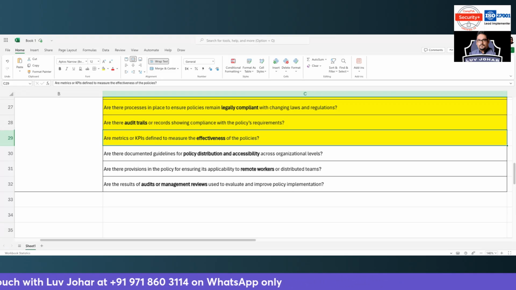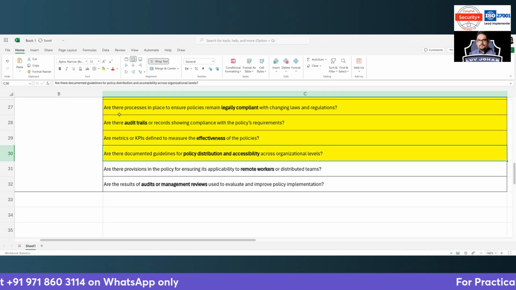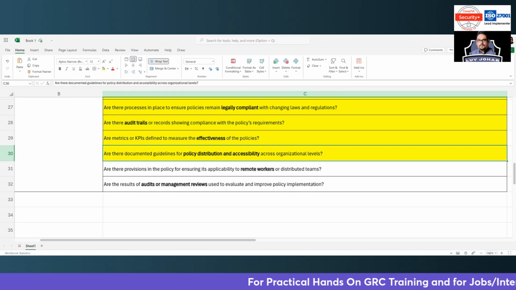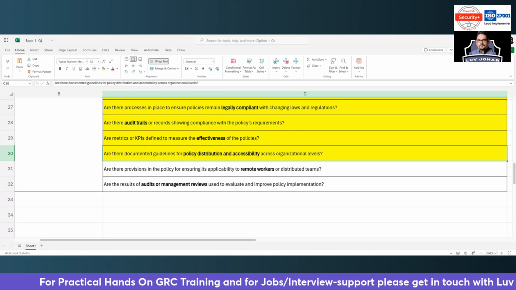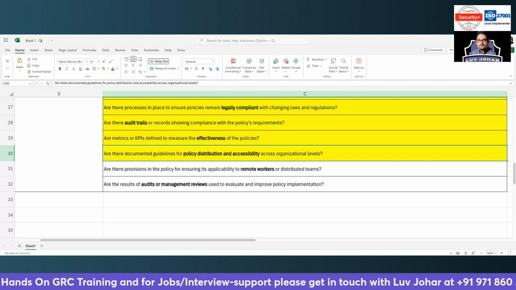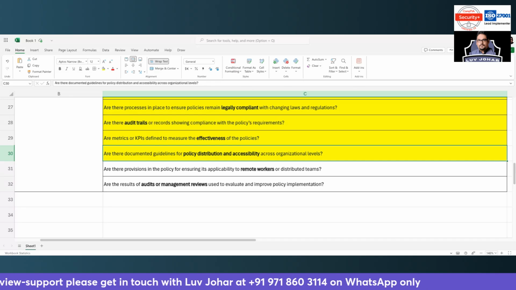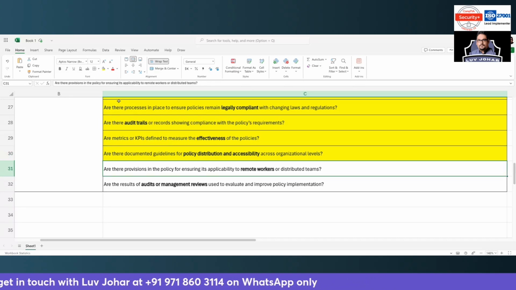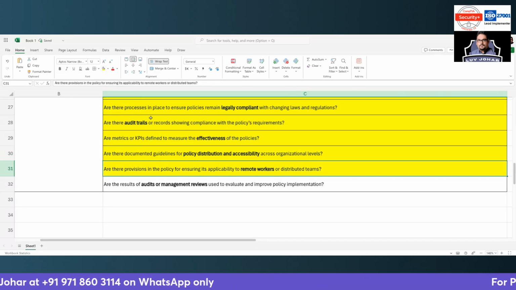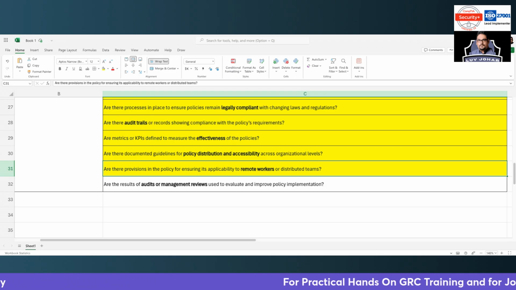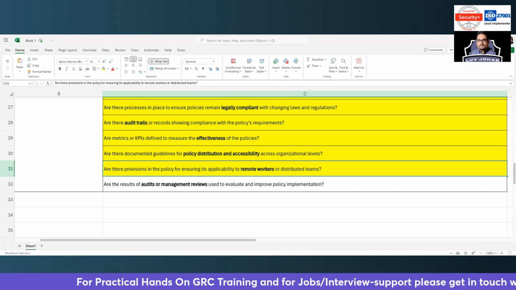And after that, are there documented guidelines for policy distribution and accessibility across organization levels? Definitely, there are documented guidelines for policy distribution and accessibility across the organization levels. Once you are part of the policy distribution process, you will come to know that. Okay, are there provisions in the policy for ensuring its applicability to remote workers or distributed teams? Definitely. While addressing the scope of the policy, we make it clear that it is applicable to all employees at all locations. That means we are referring to remote workers and distributed teams as well.